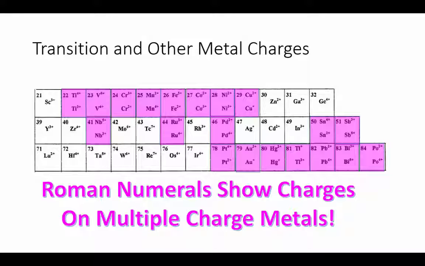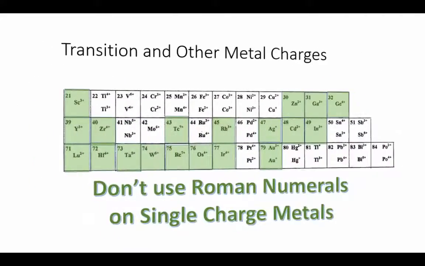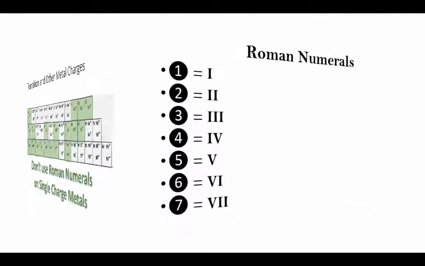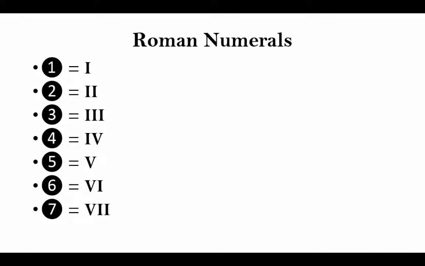We use Roman numerals to show the charge on metals that have multiple charges. We don't use Roman numerals on metals that don't have more than one charge. So with these metals, we just name them as we did before in the previous video. Since we'll be using Roman numerals to write names of these compounds, I thought it might be helpful to review Roman numerals 1 through 7. If you're not familiar with these, take a moment and write them into your notebooks.